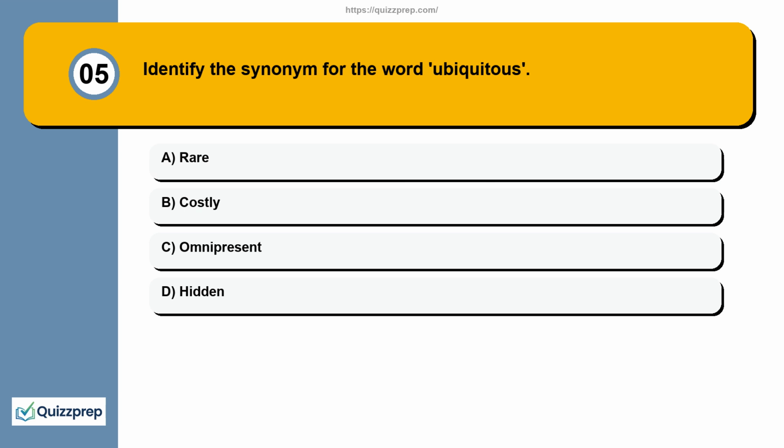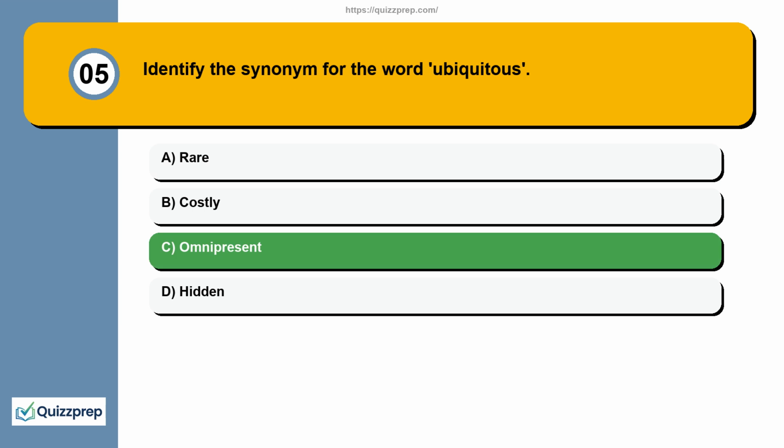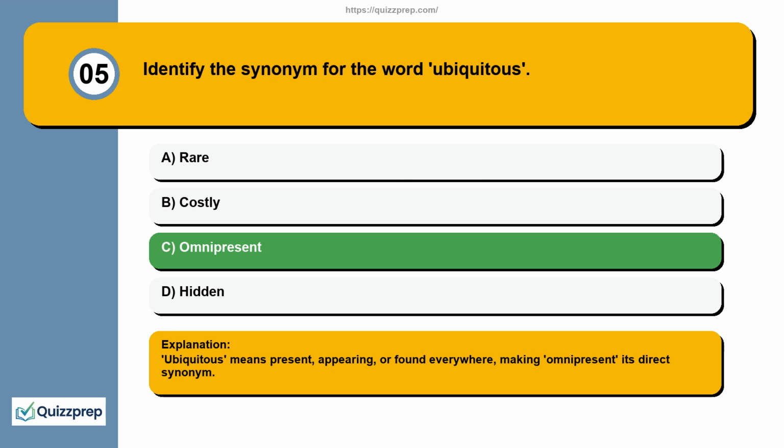Question 5. Identify the synonym for the word ubiquitous. Here are your options. Option A. Rare. Option B. Costly. Option C. Omnipresent. Option D. Hidden. The correct answer is option C. Omnipresent. Explanation. Ubiquitous means present, appearing, or found everywhere, making omnipresent its direct synonym.